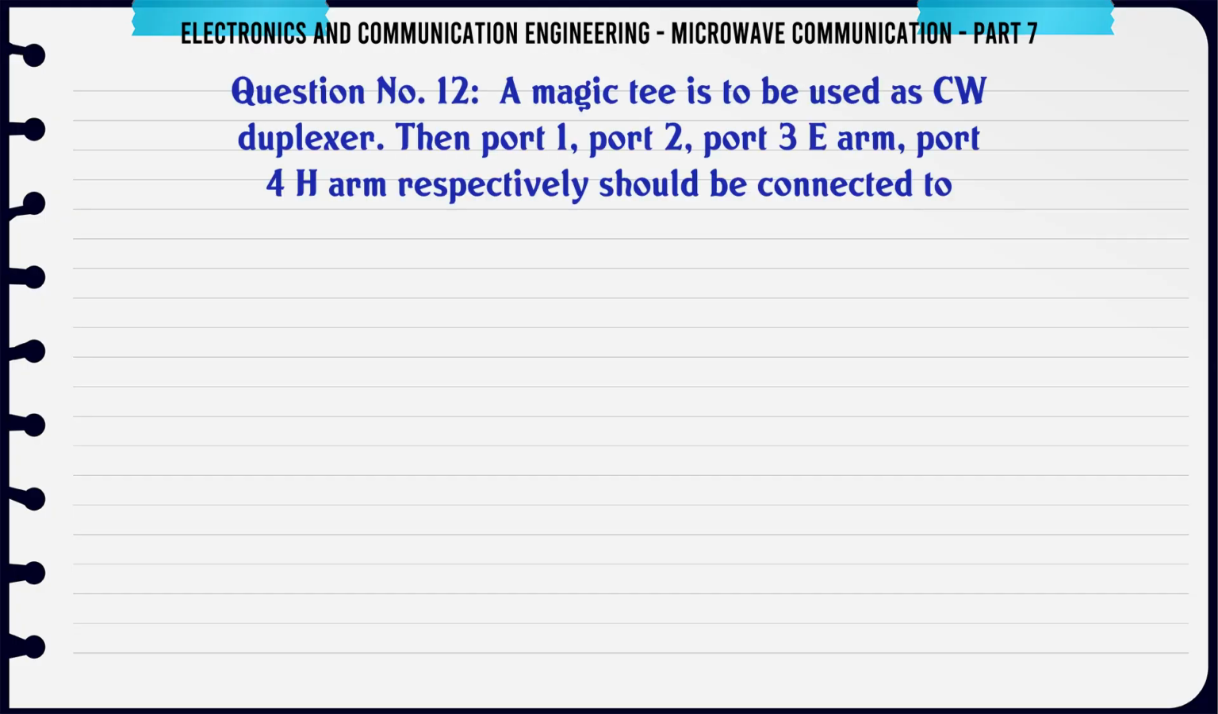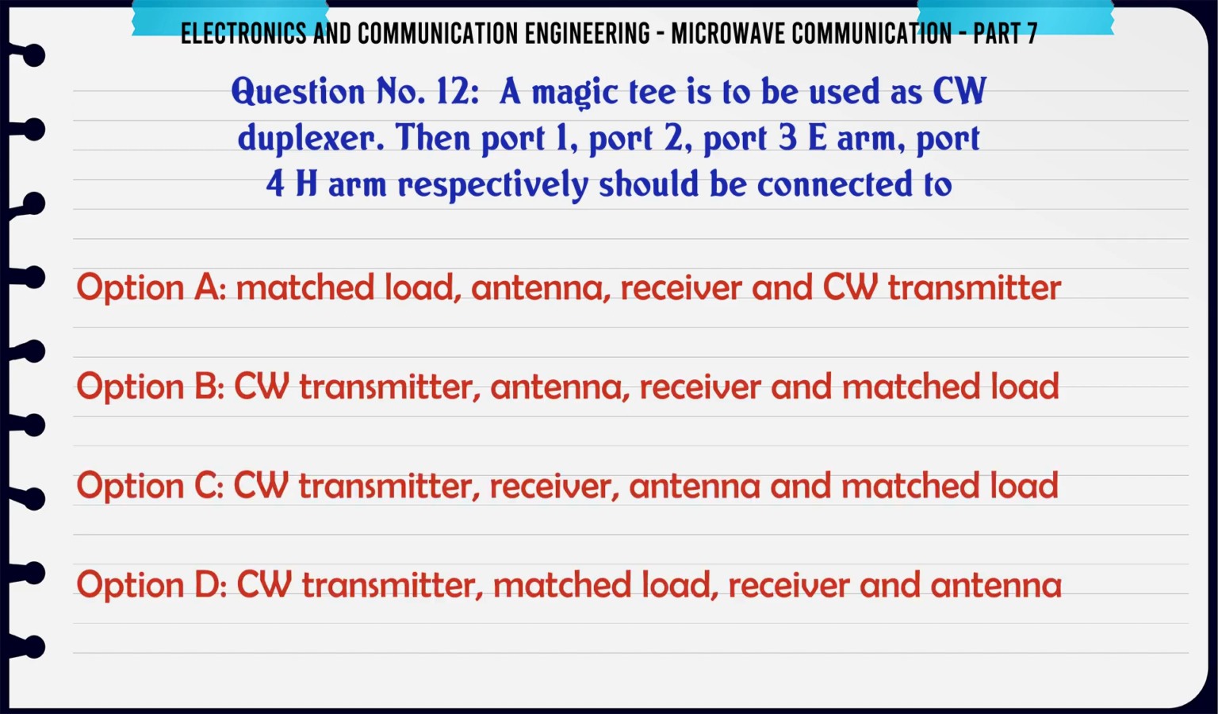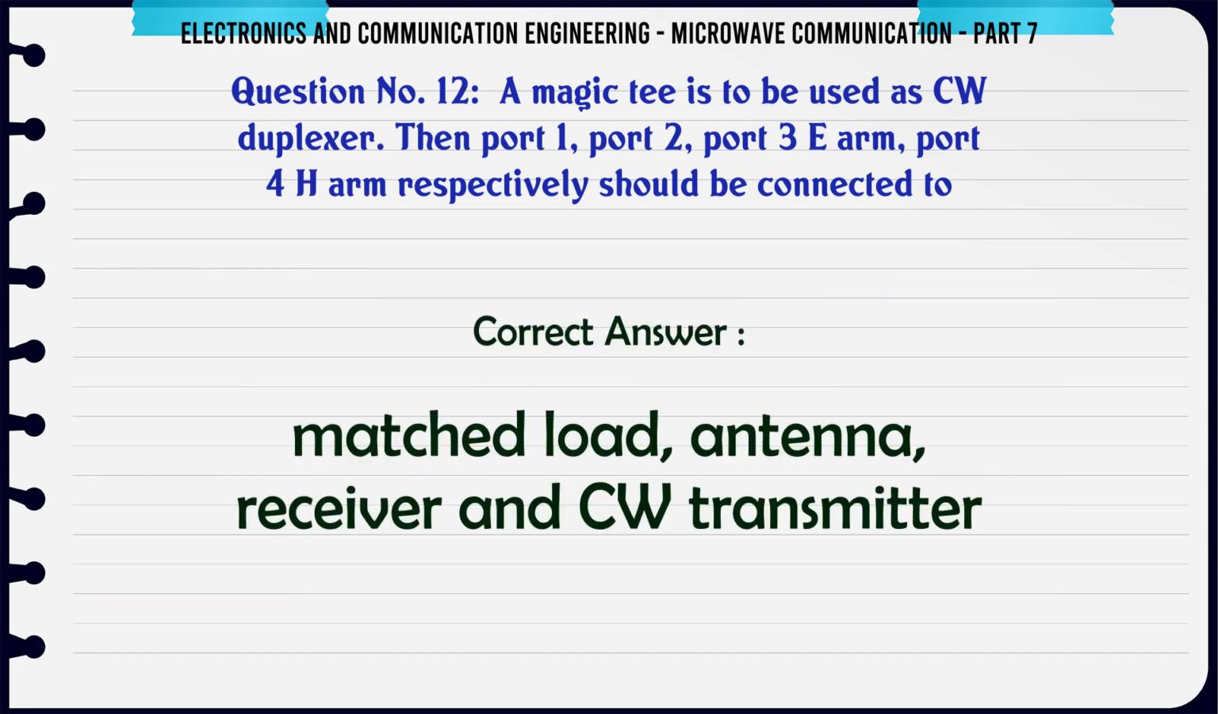A magic T is to be used as CW duplexer. Then port 1, port 2, port 3 E arm, port 4 H arm respectively should be connected to A. matched load, antenna, receiver and CW transmitter, B. CW transmitter, antenna, receiver and matched load, C. CW transmitter, receiver, antenna and matched load, D. CW transmitter, matched load, receiver and antenna. The correct answer is matched load, antenna, receiver and CW transmitter.